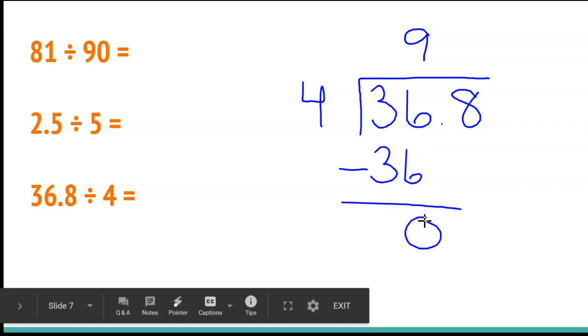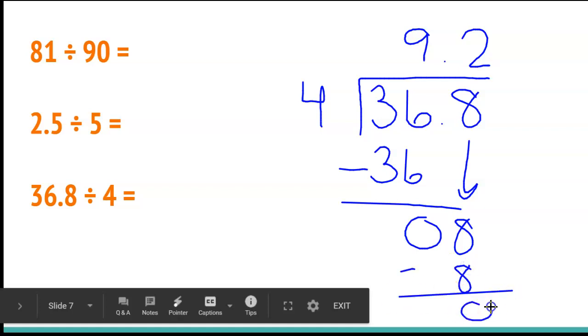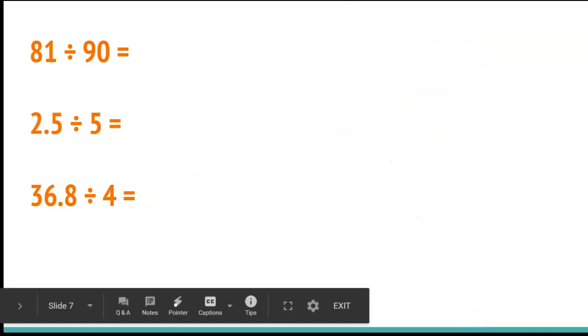Now, I'm not done yet. I still have more of my total. So as we're moving down, I'm going to place that decimal because I know I'm moving into my tenths. All right, I'm decomposing into tenths. I have 0 ones and 8/10 for a total of 8/10. 8 divided by 4, that's going to give me 2 because I can go 4, 8. Use up all 8, and again, I don't have a remainder. So my quotient would be 9 and 2/10.